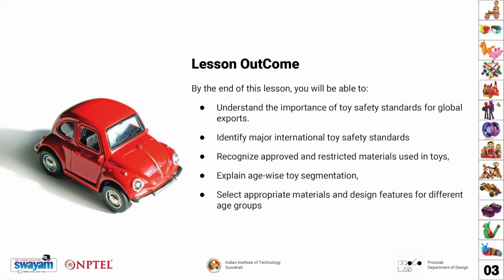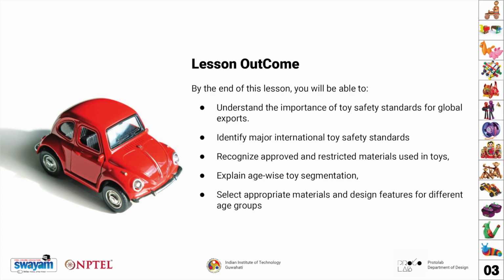By the end of this lecture, you will be able to understand the importance of toy safety standards for global exports and why compliance is essential for entering international markets. You will be able to identify major international toy safety standards including IS 9873, EN71, ASTM F963 toy safety standards, and ISO 8124 toy safety standard along with ASEAN guidelines.